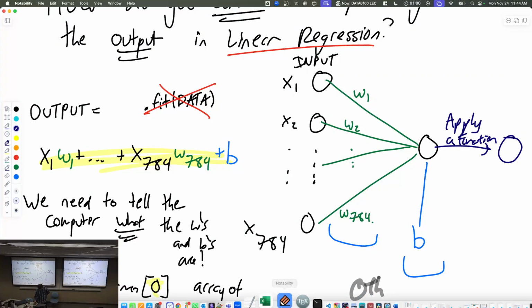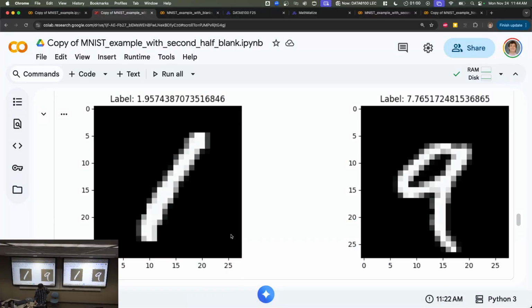Okay. Any questions or comments about this stuff, or how the neural network works from last class that we did? Okay, so that was all stuff we did.